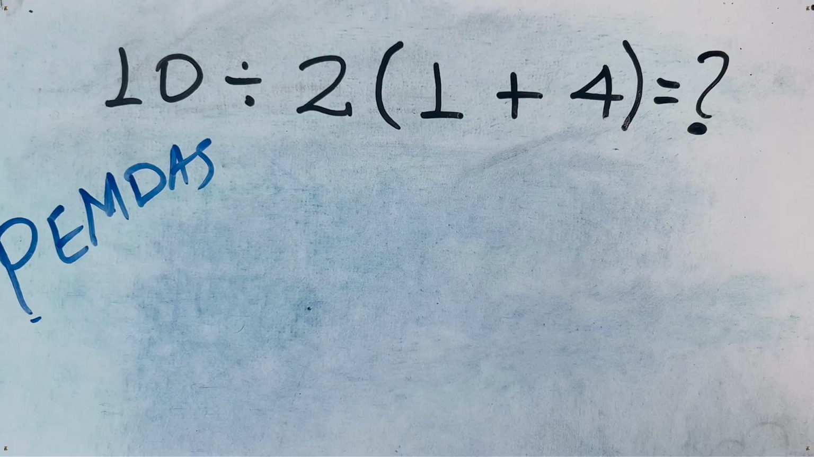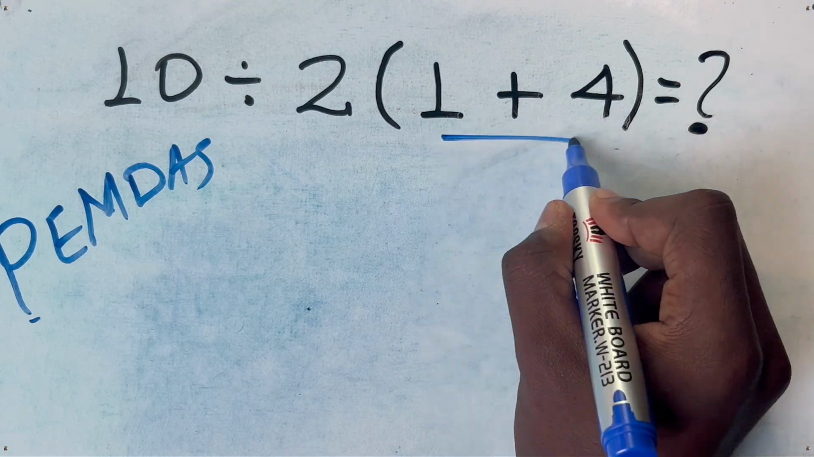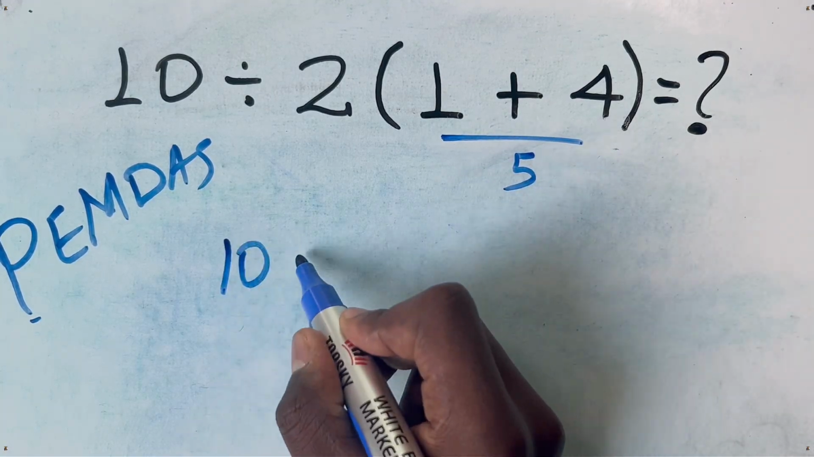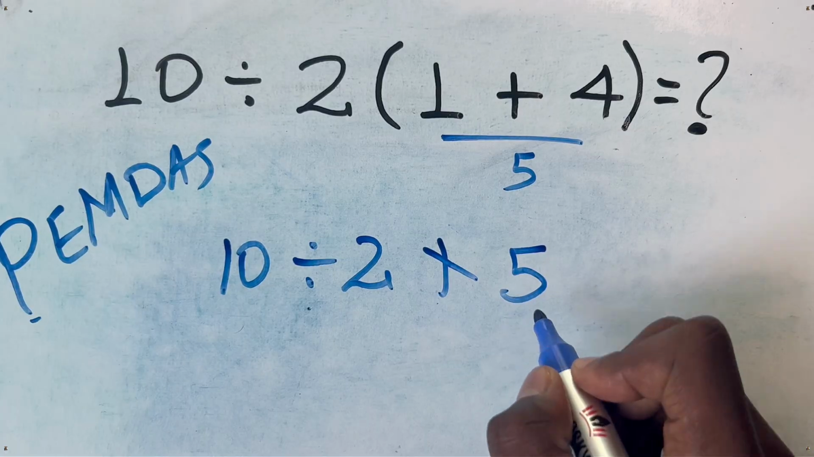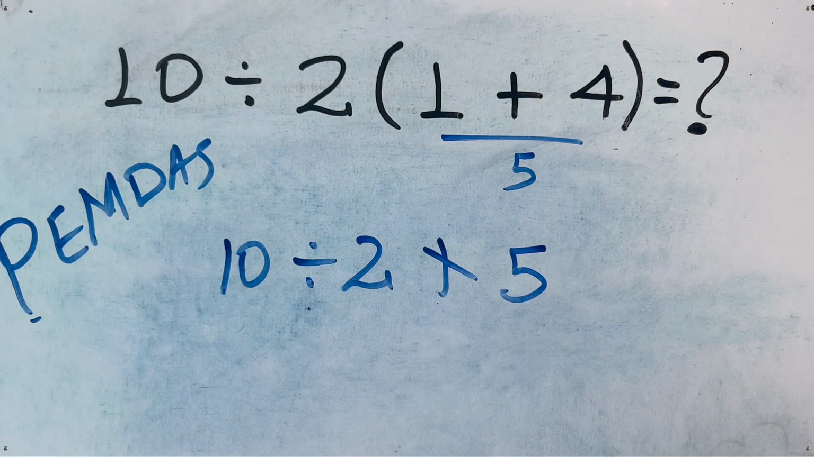So in the parenthesis, we have 1 plus 4, which equals 5. Then we have 10 divided by 2 times 5. In this expression, we have one division and one multiplication. We'll go from left to right.